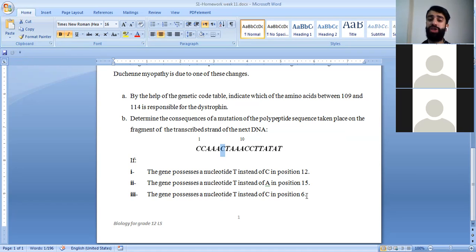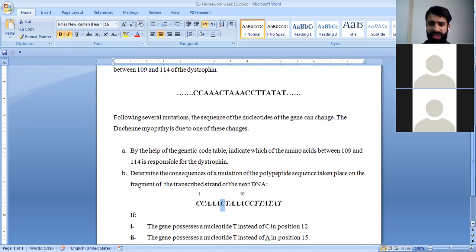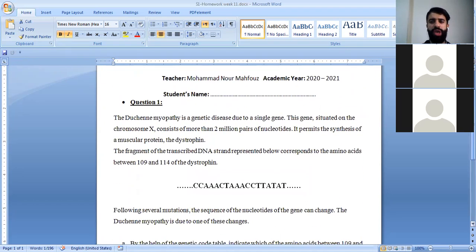If we have a stop codon, it's going to be a nonsense point mutation. If we have, for example, a different amino acid, it's going to be missense. Or if there is no change in the amino acid sequence, this will be what's known as a silent mutation. So this is everything related to this homework. This was a very simple homework, and you can find the solution on your app.